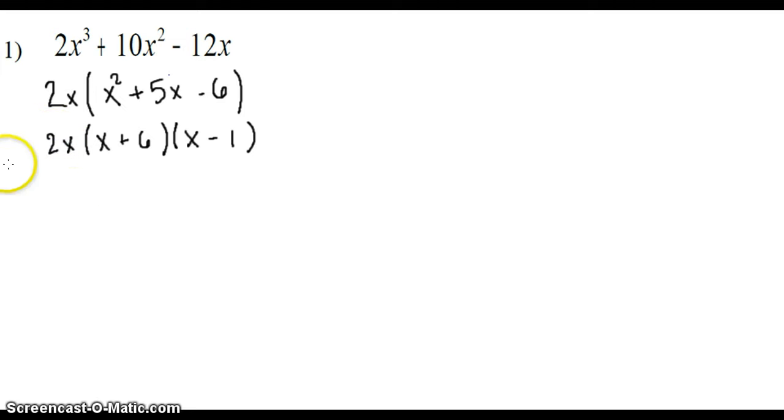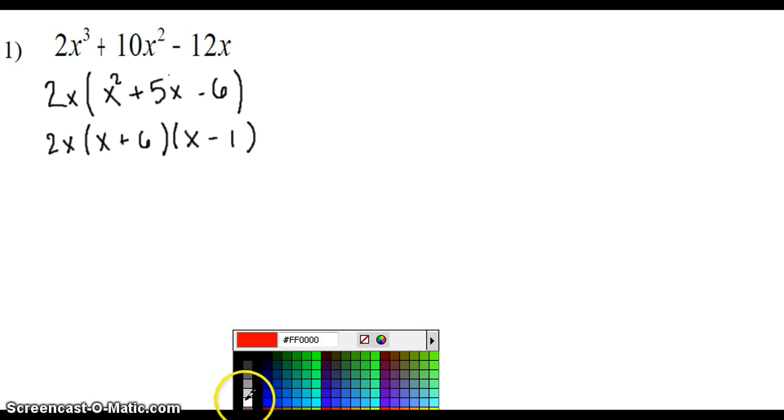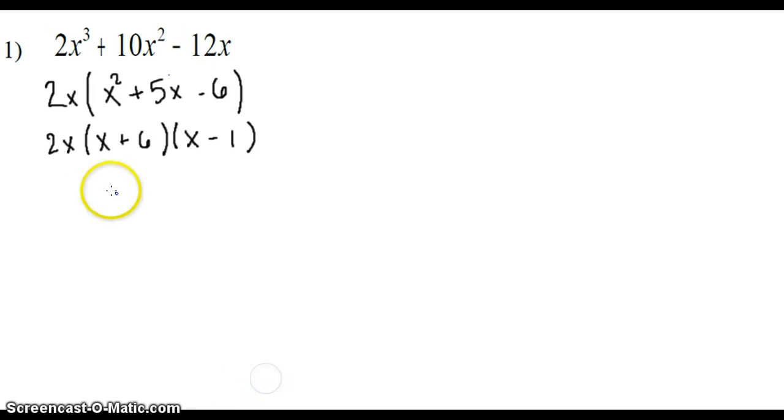So there's my 3 factors. So now I'm going to have 3 roots here. And if x is a factor, then of course 0 is one of the roots. If x plus 6 is a factor, that means negative 6 is one of the roots. And if x minus 1 is a factor, that means positive 1 is a root. So this cubic polynomial that has 3 roots has 3 real rational roots: 0, negative 6, and 1.